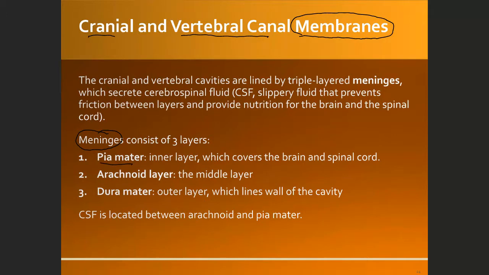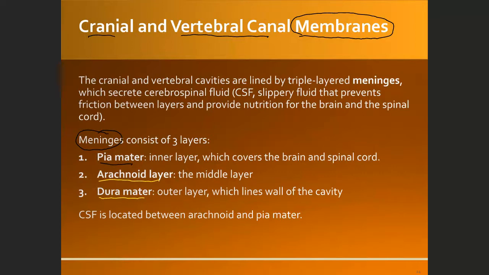The first is the pia mater. This is the inner layer that attaches directly to the soft organs in it, so attached to the brain and also to the spinal cord. The second one is called the arachnoid layer, the middle layer. And the outside layer is called the dura mater. This dura mater is the layer that actually attaches to the cavity, usually to the bones. For example, if it is the cranial cavity, then this dura mater is the one that attaches to the cranium, the skull bone.